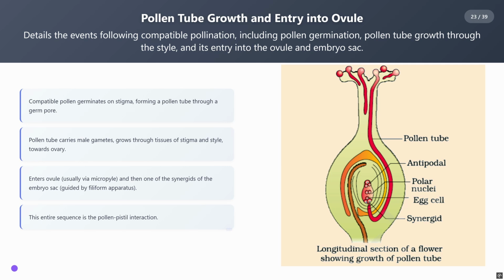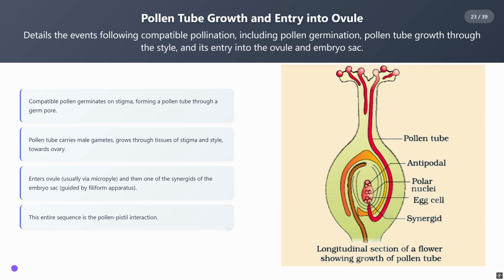Yes, it essentially digests its way through the style tissue. Once it reaches the ovary, the pollen tube typically finds an ovule and enters it, usually through the micropyle, that little opening. Through the micropyle doorway. Exactly. And finally, it penetrates one of the synergids within the embryo sac.